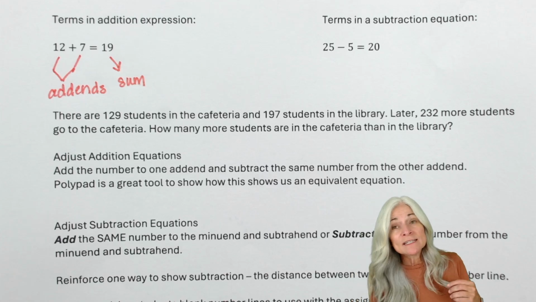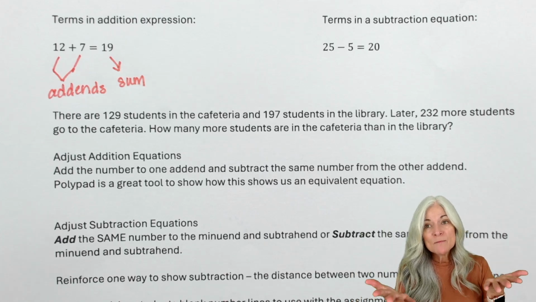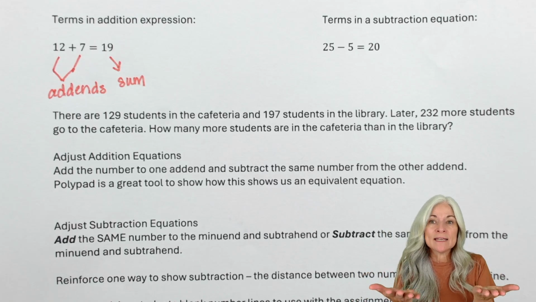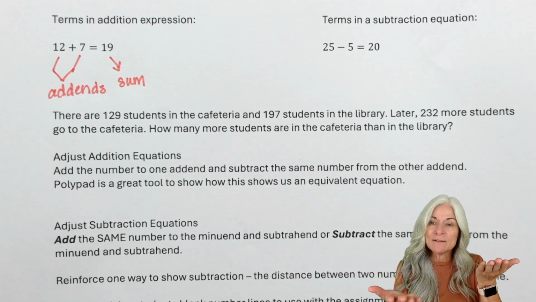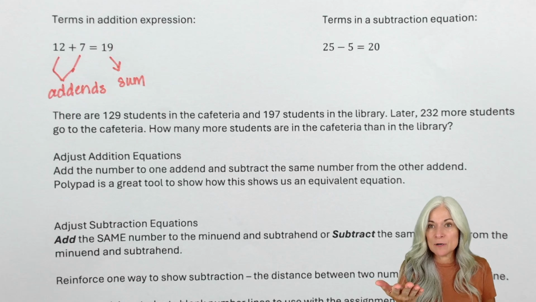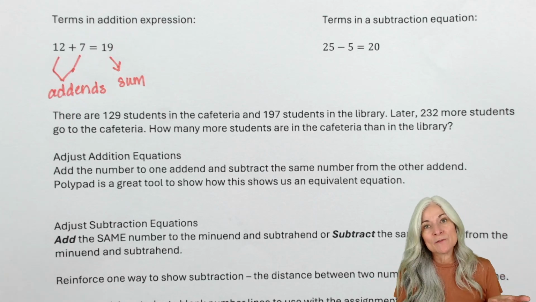So when we're adjusting numbers, when it's an addition problem, we've got our total amount, so we can add to one number, but then we have to take away from the other number, to keep that total amount the same.